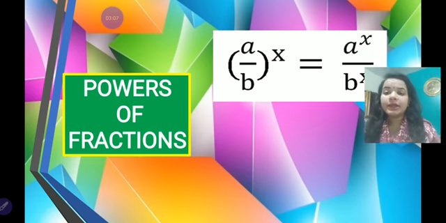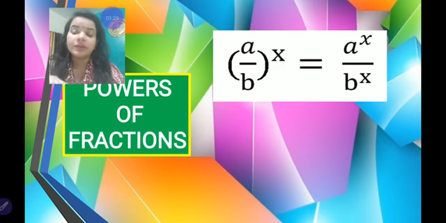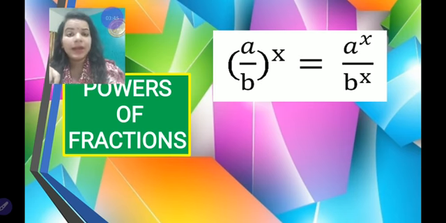Now you can see here, if you have, suppose a upon b, this is any fraction representation raised to the power x. If you have any fraction raised to the whole power, then that means your numerator also has the same power and your denominator also has the same power. Like here, a upon b raised to the power x means a to the power x upon b to the power x. So you have to put the exponent in both numerator and denominator.